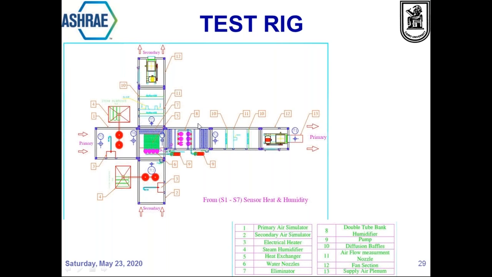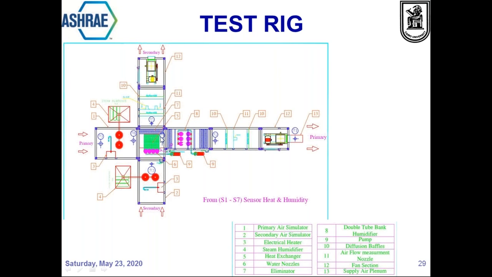Then you have here water spray, we have eliminators, and then you have your baffle, and then you have your fan to extract the air. So this, horizontally, is my main primary air, while perpendicular to this stream we have the secondary air, where we also have here at the end control of temperature and humidity. So you have a humidifier and we have an electric heater.